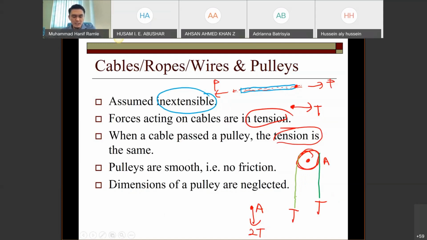And the second last, the pulley is assumed to have no friction. So the tension should be up, right? Or down? The tension should be up. No, it should be tension out from the point. So the down is the weight. This one is the cable.